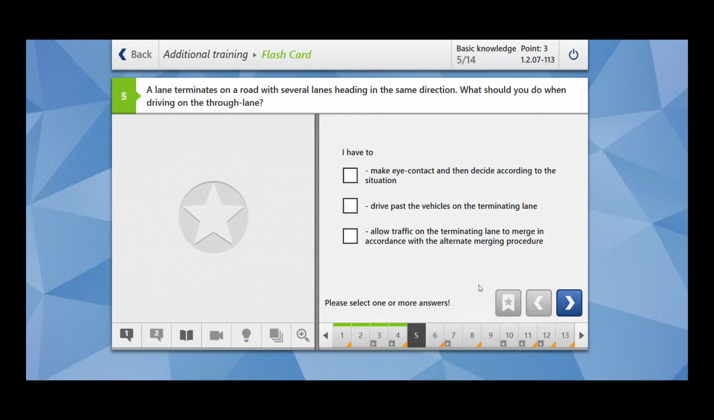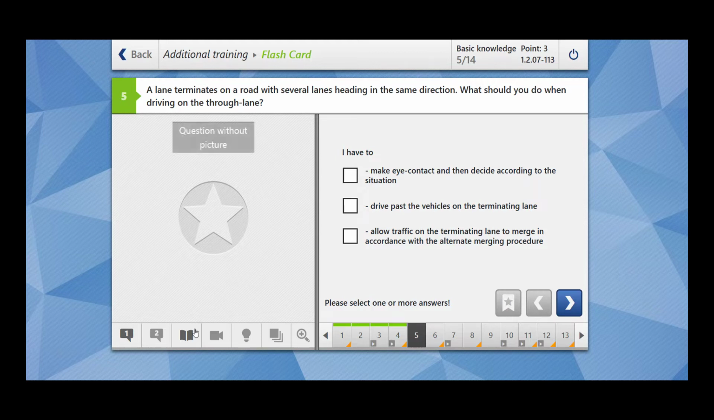Moving to the next. A lane terminates on a road with several lanes heading in the same direction. So this time we have several lanes in the same direction, but one of the lanes is terminating. What should you do when driving on the through lane? So there is a through lane. Through lane means a lane which continues, and then there is a terminating lane. Terminating lane is the lane which is about to end. And what should you do now when you are on the through lane?